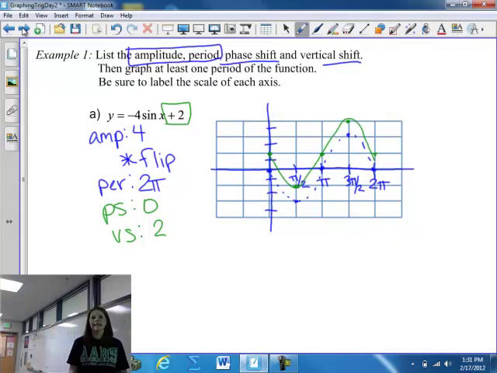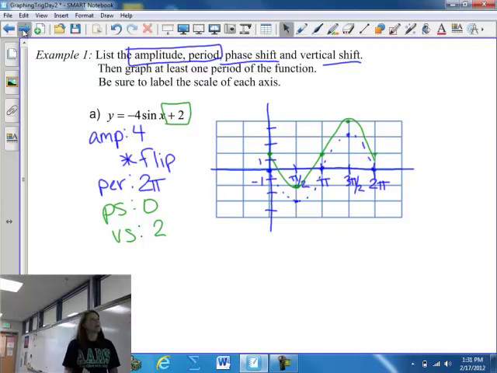All right, so there's our sine. So the reason, again, that we're using graph paper is because we have to take those dots and slide them up 2 or wherever we need to go. Okay, make sure you label your scale there. You should put a scale on your x-axis and on your y-axis.